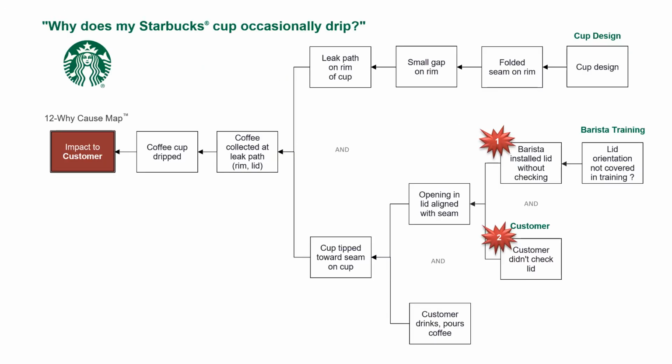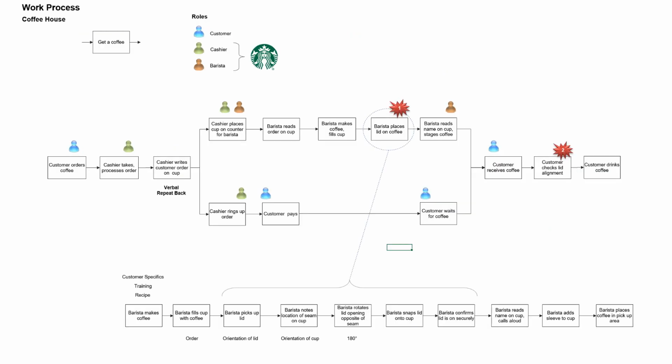So if you remember on the cause map, we looked at the barista putting the lid on incorrectly, and then the customer didn't actually check it. So that's why you end up seeing these two alerts within the process, or where the breakdowns are also within cause and effect. And it also points out that the barista places the lid on the coffee.